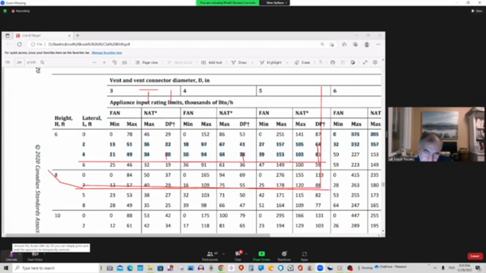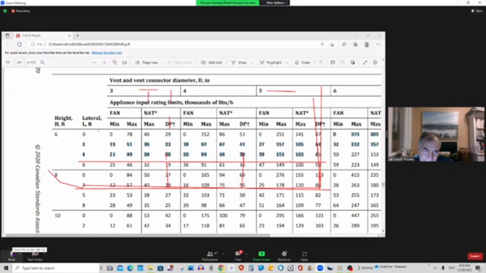So under the NAT and fan columns, the rating is in thousands of BTU. Yes, these are the capacities. Min, max, DP, these are all capacity. All this area is capacity, and the top area is diameter. We're looking for this diameter. And what was the DP? Tight house. Max was loose house.